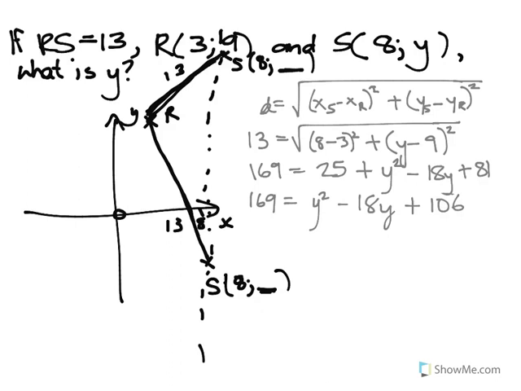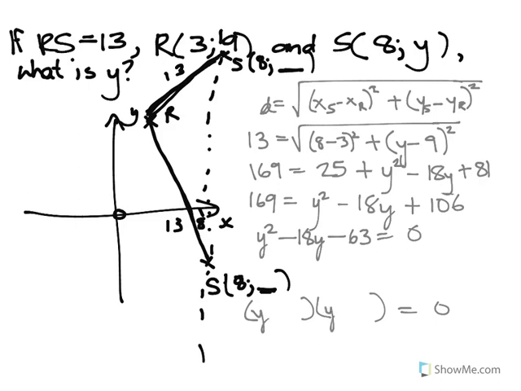What that simplifies to is y squared minus 18y, and 81 plus 25 is 106. This is a quadratic equation, so we're going to try to get everything to one side and leave the other side as 0. I'm going to subtract 169 on both sides, and that will give me minus 63, I think, and my other side is left as 0. I need to try and factorize this. It's a trinomial, so it's going to factorize into 2 brackets.